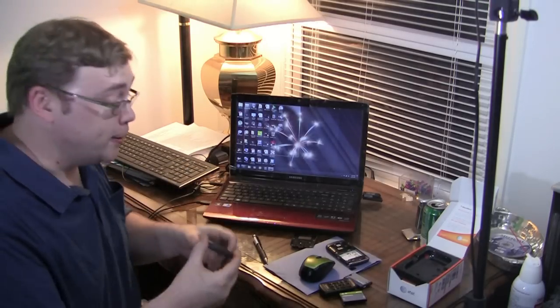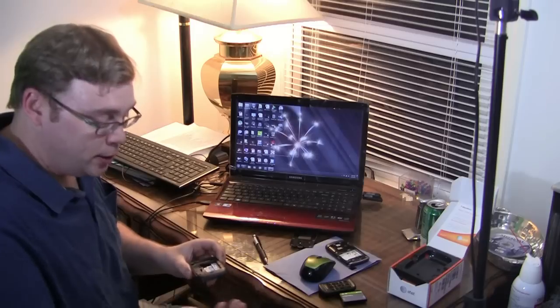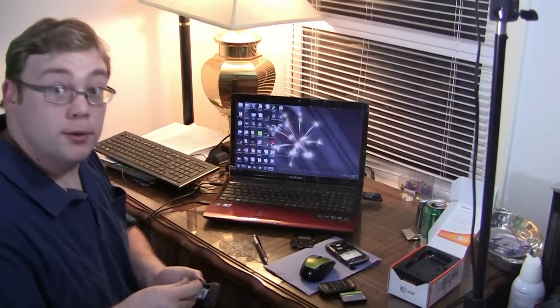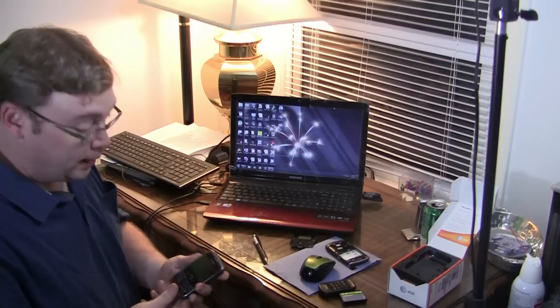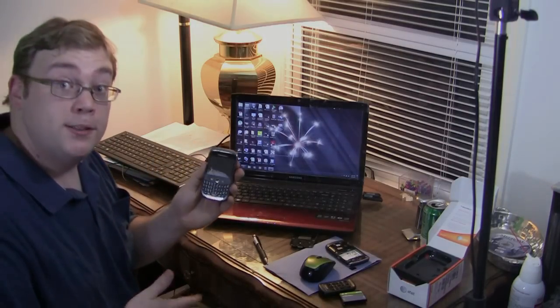Now we add a battery. As I said, I did go ahead and charge this battery, so we should be good to go. And we have the red light, and wait just a few minutes, and we'll get started.